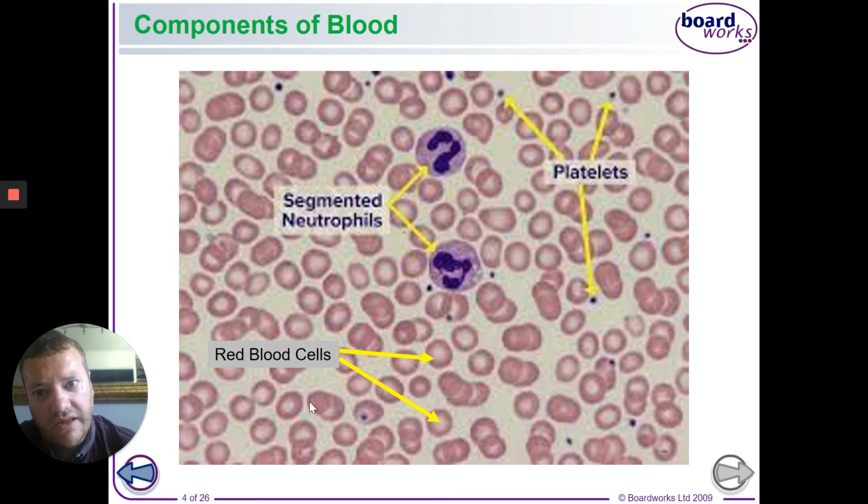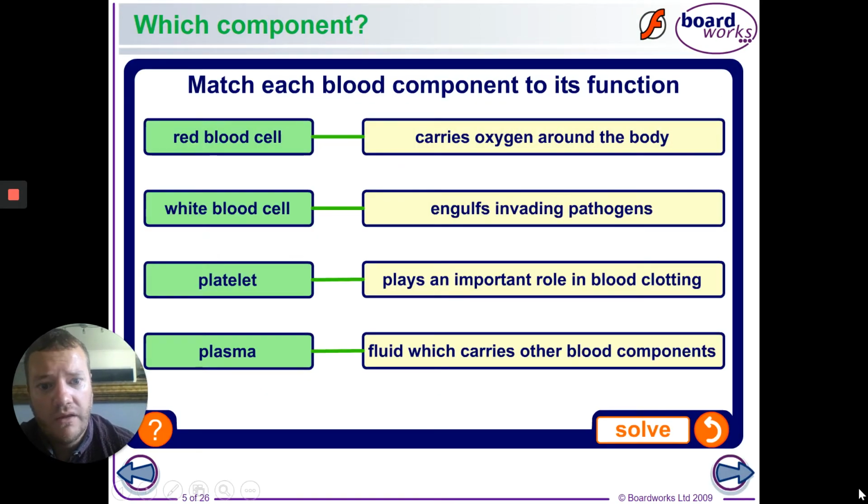Okay, and then these two things are called segmented neutrophils. They're a type of white blood cell. There are just two of them on here, as compared to a couple of hundred red blood cells. And you can see slightly darker dots here that have been stained. Those are the platelets. So that gives you an idea of the relative amounts of each of the blood components that there are in real life.